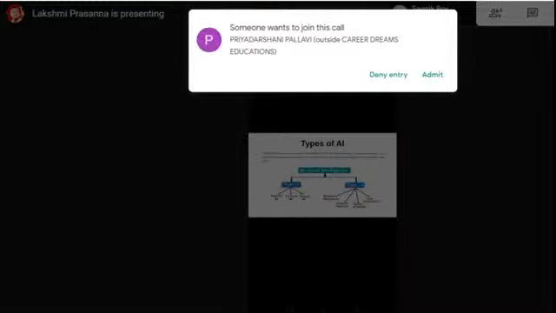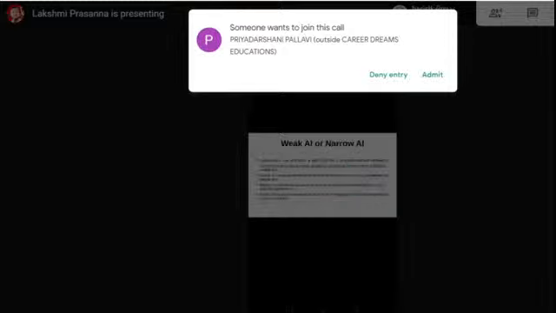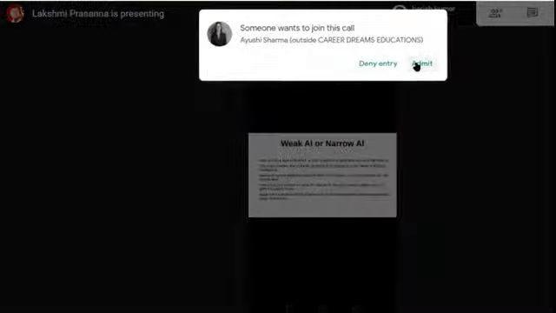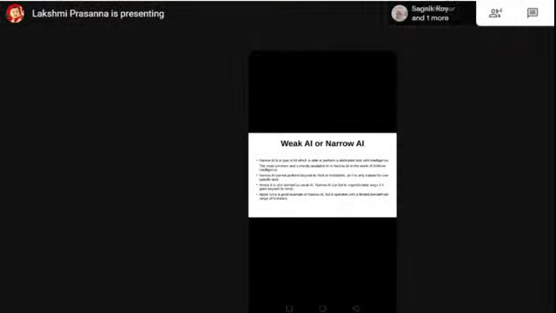Now let's look into, based on capabilities, type 1, narrow AI. Narrow AI is a type of AI which is able to perform a dedicated task with intelligence. It cannot perform beyond its limits. If it does, it will fail in that task. For example, Apple Siri is a good example of narrow AI, but it operates with a limited predefined range of functions. Hence, it is also termed weak AI.